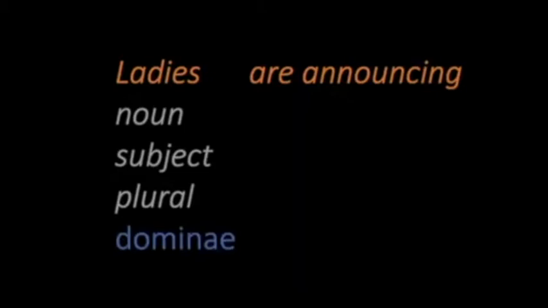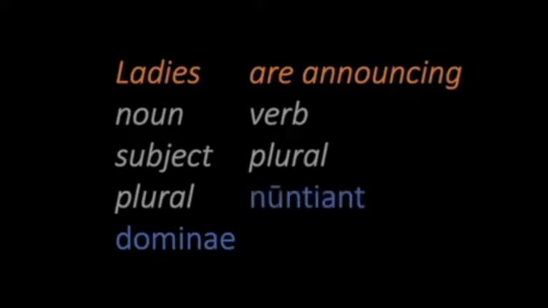Announcing is a verb, and it must have the plural form in Latin because the subject is plural. Announces in Latin is nuntiat. To change that from singular to plural, we change the T ending to an NT ending, and we have nuntiant. So the complete sentence in Latin is dominae nuntiant, or nuntiant dominae. It's up to us as translators.